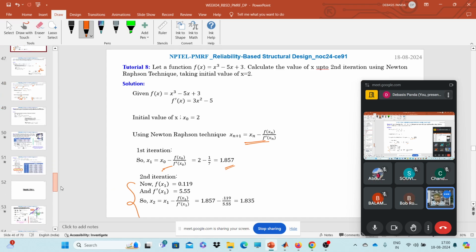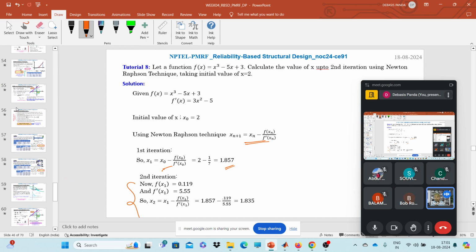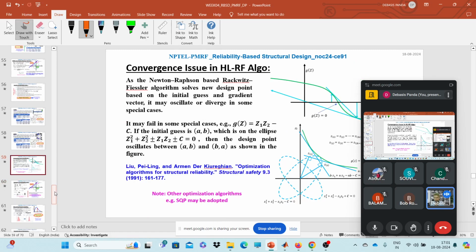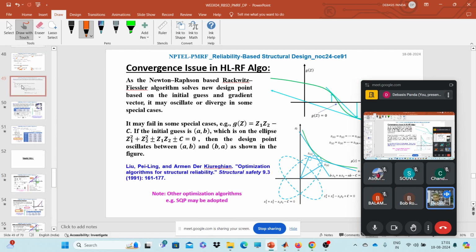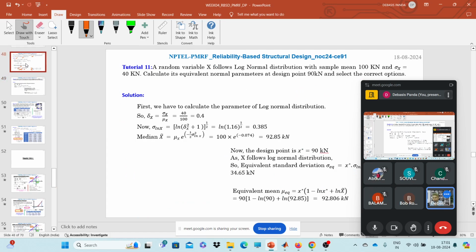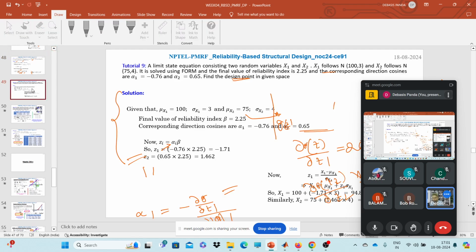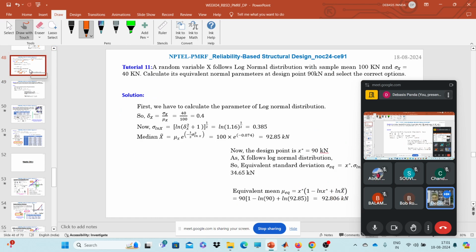In the next class, we will incorporate this into the Newton-Raphson technique. We will work with these formulas, and that will give us the optimum code for the Rackwitz algorithm. For the Newton-Raphson technique, you can go through any standard books where you can find the first, second, and third iterations. Like this problem, you can easily find the roots.